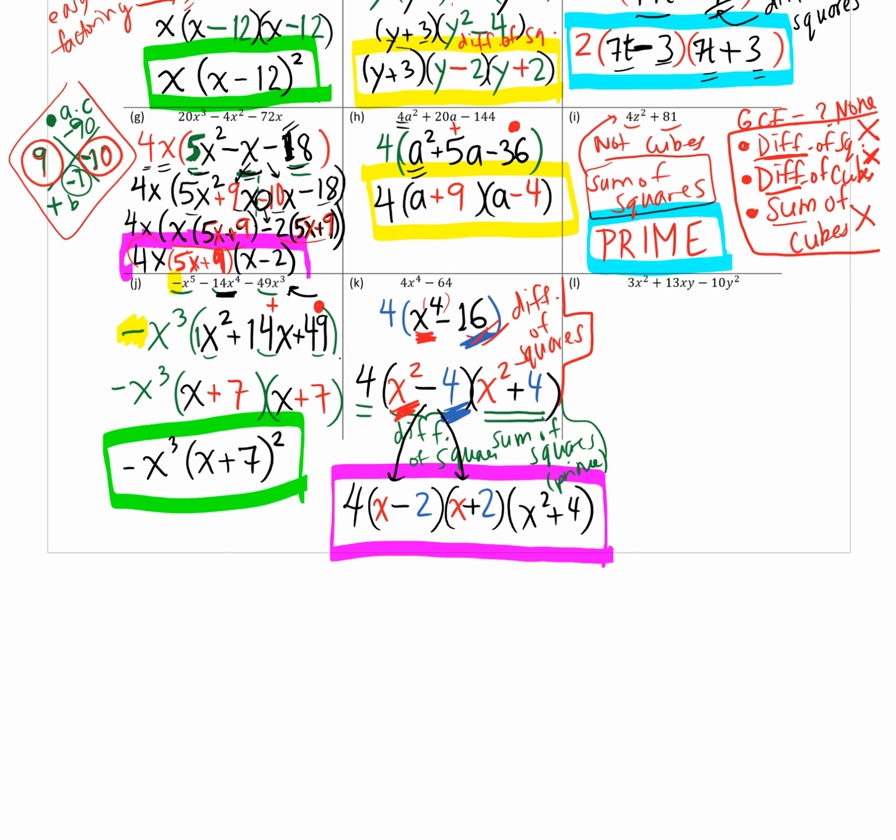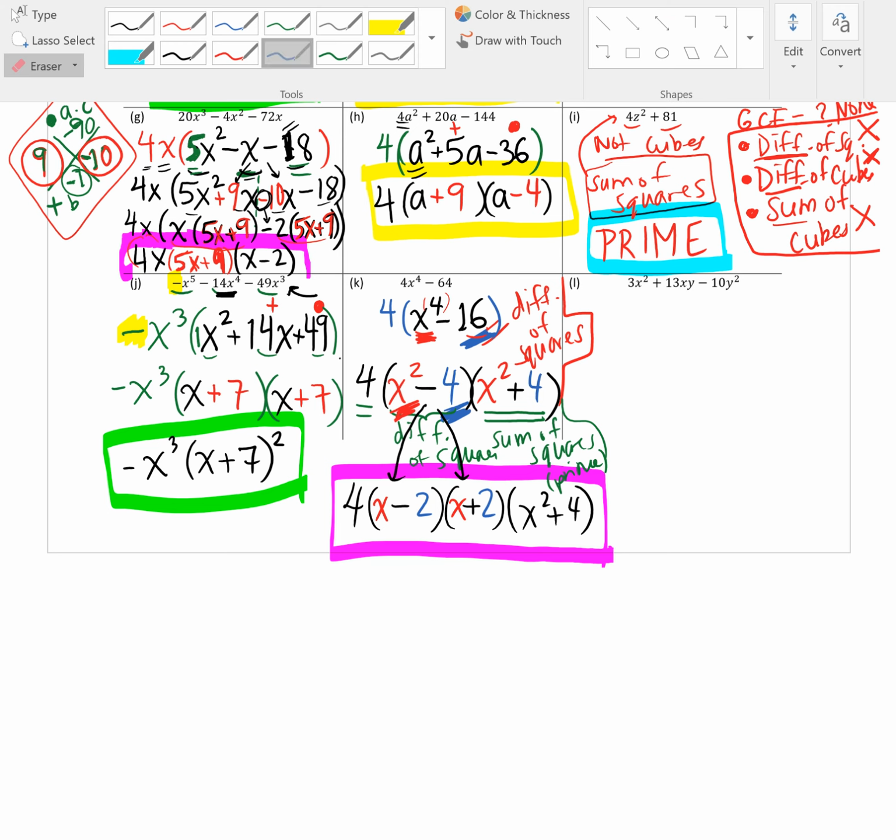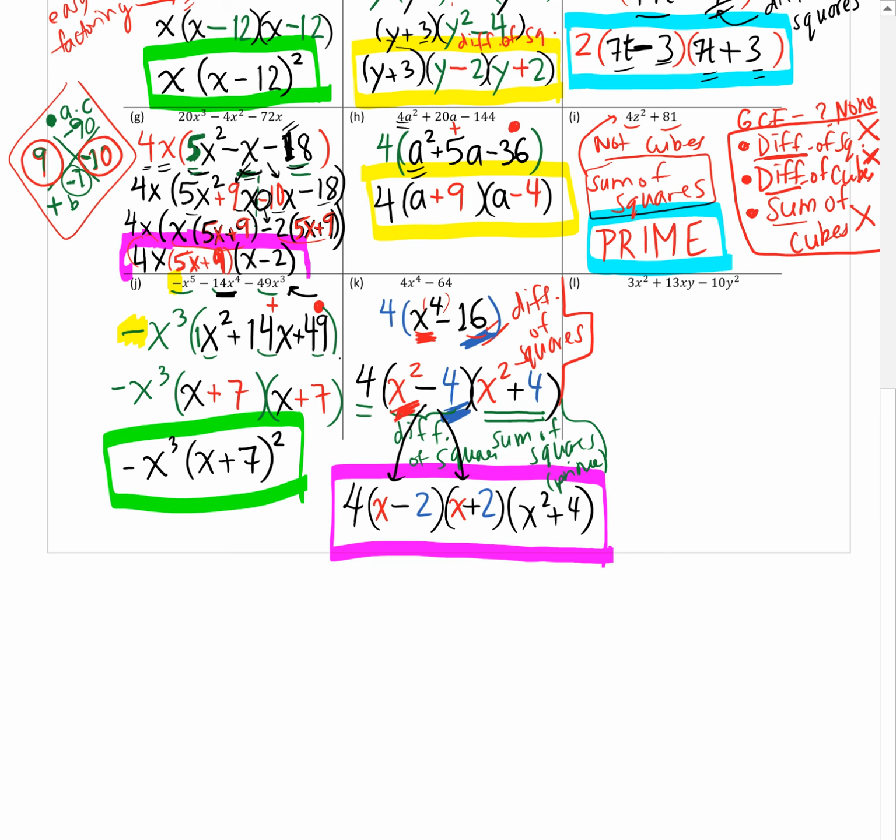Let's look at this guy, part L. I want to first see if there's a common factor. At first glance, it looks like there might be, because the first 2 terms have an x in common, but not the last one. And then the third and the second terms have a y in common, but not the first one. So there are no variables in common, and 3, 13, and 10 have nothing in common to factor out. So there is no greatest common factor.